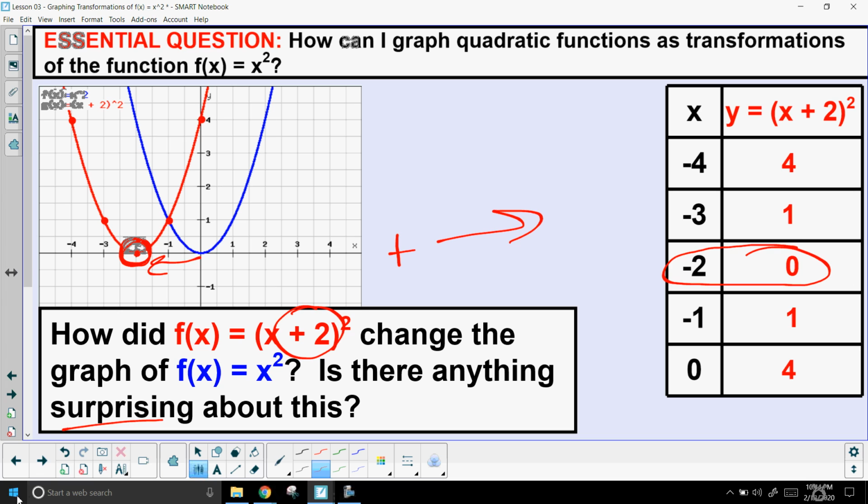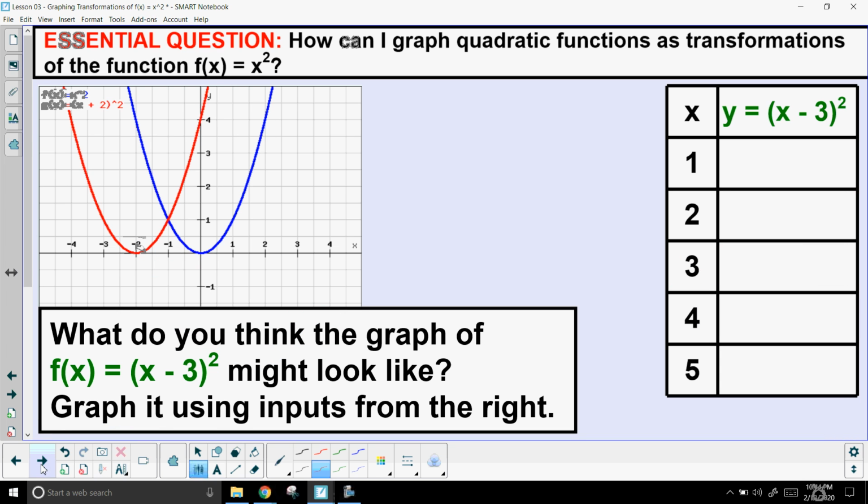If we were to put a -3 there, intuitively, we should think that this parent function is going to go to the right. So, real quickly, plug in our points. 1 minus 3 squared. Mental math. 1 minus 3 is -2. -2 squared is 4.